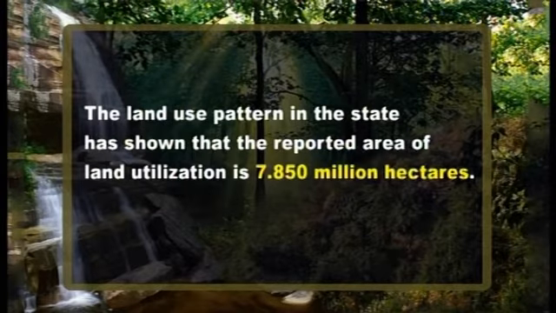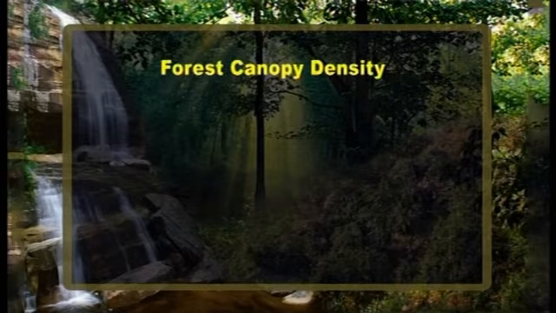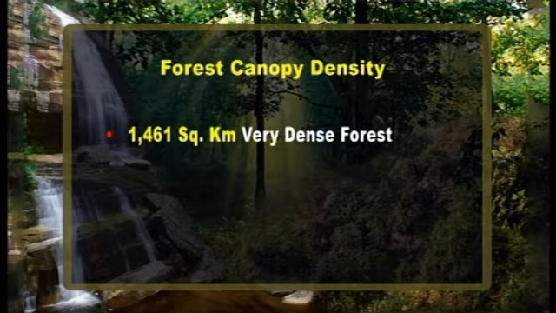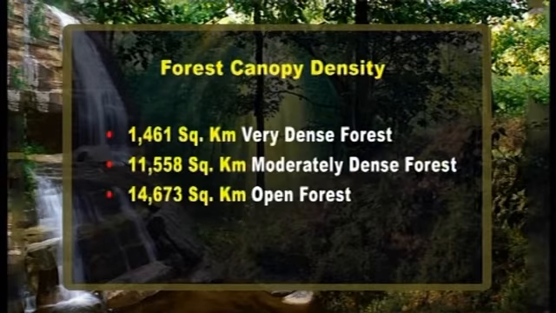The land use pattern in the state has shown that the reported area of land utilization is 7.85 million hectares. The recorded forest area of Assam is 26,832 square kilometers, which is 34.21% of the total geographical area of Assam. In terms of forest canopy density classes, the state has 1,461 square kilometers of very dense forest, 11,558 square kilometers of moderately dense forest, and 14,673 square kilometers of open forest.